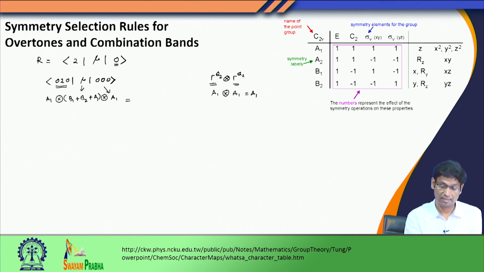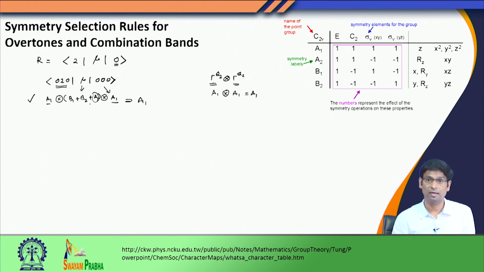And when I take this direct product, I can see that A1 is there on both sides. So, therefore, only the mu z component of the light would contain A1. Of course, this transition is allowed, but mu z would be the driving force for this overtone transition. So, even for overtone transitions, we can use a similar argument.